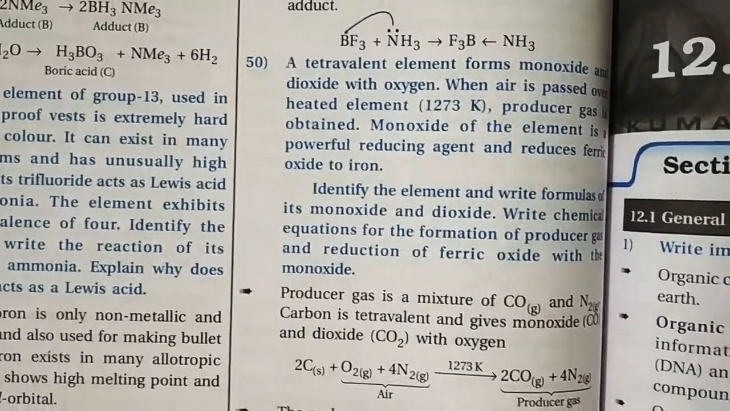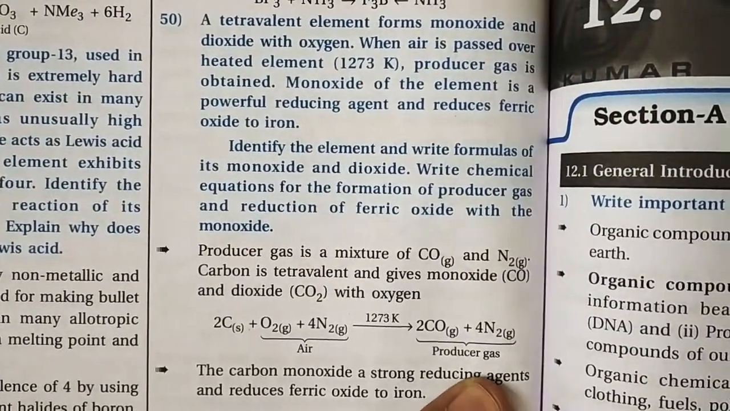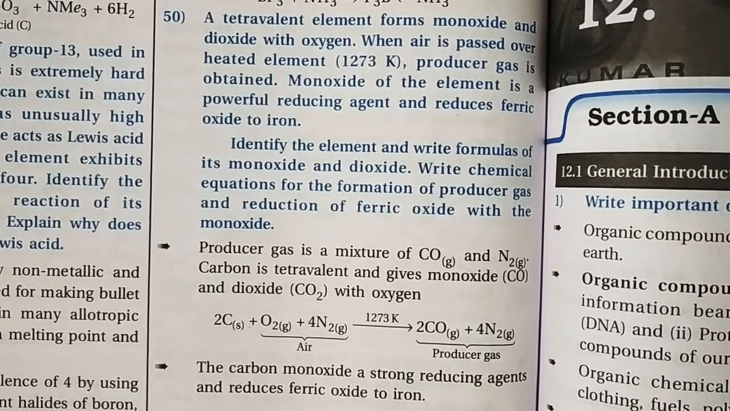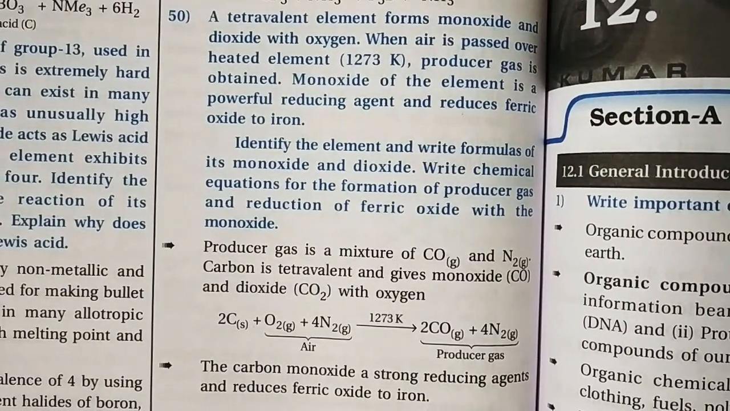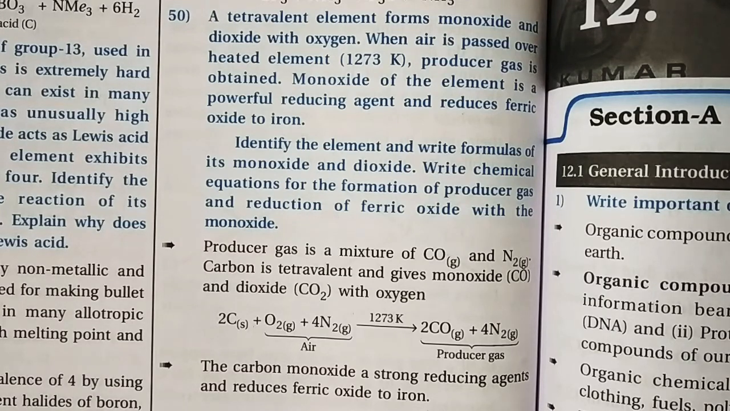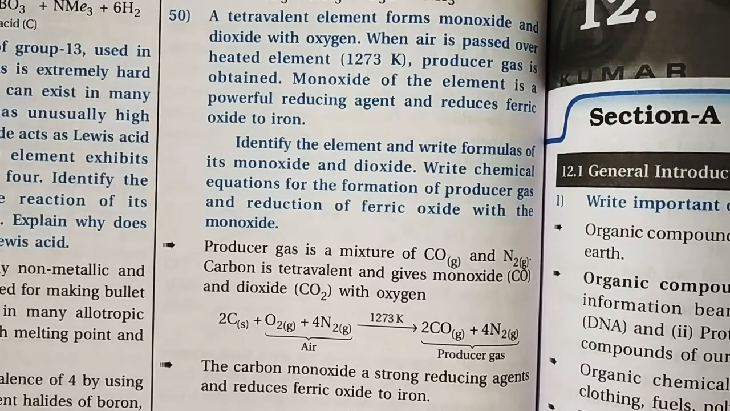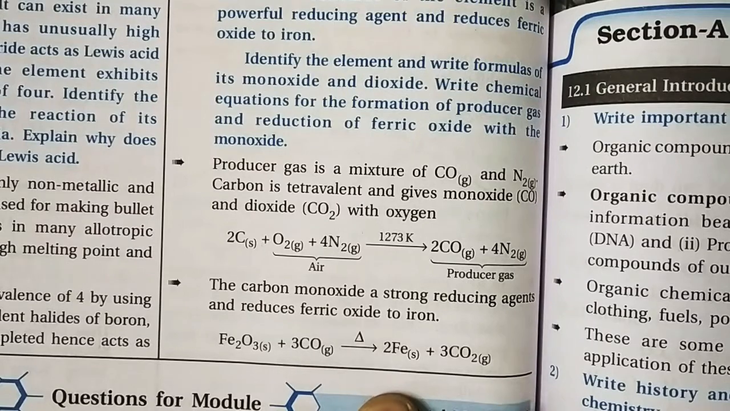And the last question of this p block elements chapter in the NCERT exemplar. A tetravalent element forms a monoxide and dioxide with oxygen when air is passed over the heated element. We know that producer gas is a mixture, and the monoxide of the element is a powerful reducing agent, so it's carbon monoxide. So identify the element: carbon. Carbon monoxide and nitrogen make producer gas. We know that carbon monoxide is a strong reducing agent, and we give the reaction of Fe2O3 with CO, so it is converted into Fe and CO2.